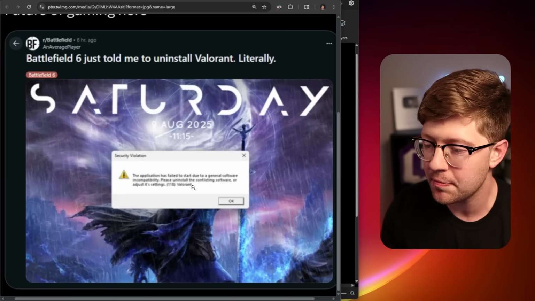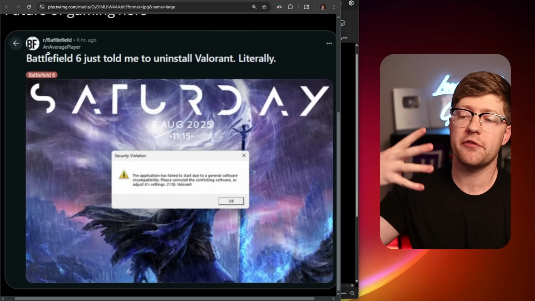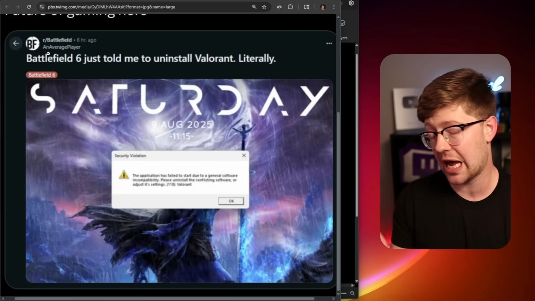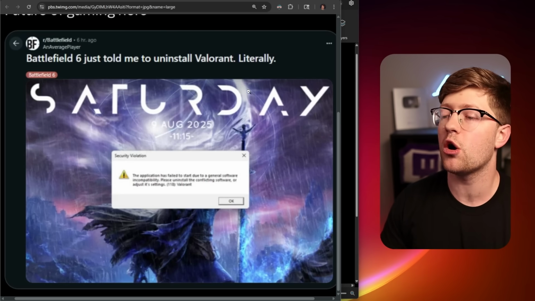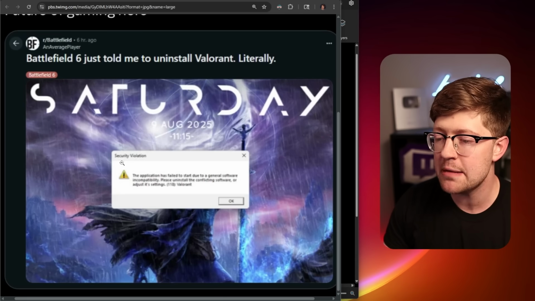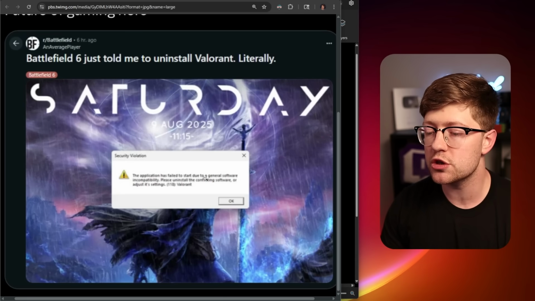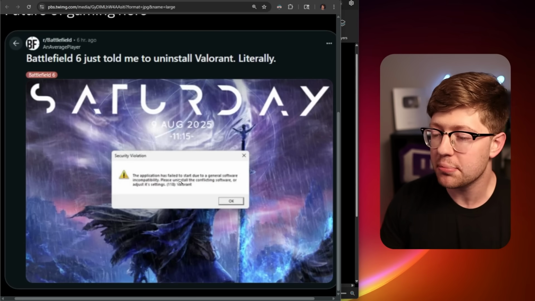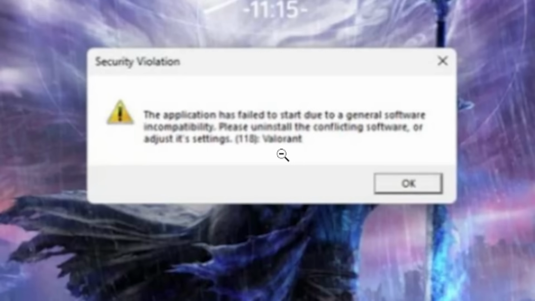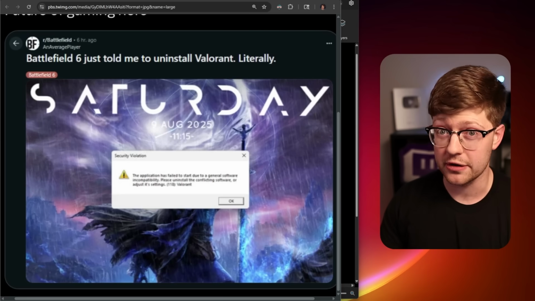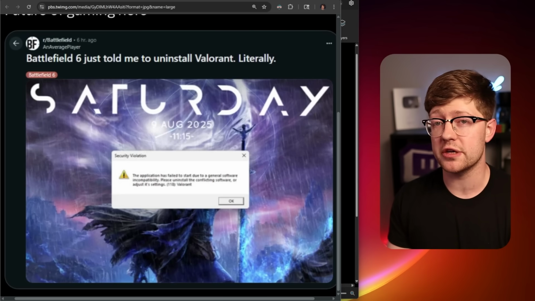And they link this picture that is a screenshot of the r/Battlefield subreddit. If you don't know, Battlefield 6 just dropped their beta. The game looks very good, by the way, a separate topic for a separate video. But this person is trying to install the beta, and the game is saying with a security violation, "The application has failed to start due to a general software incompatibility. Please uninstall the following conflicting software," and you'll see here, very, very tiny, is the word Valorant. Yes, that Valorant. Valorant by Riot Games. "The Battlefield 6 game will not install if it sees you have Valorant installed on your PC."